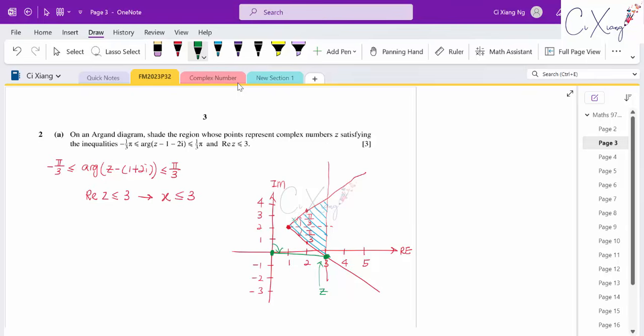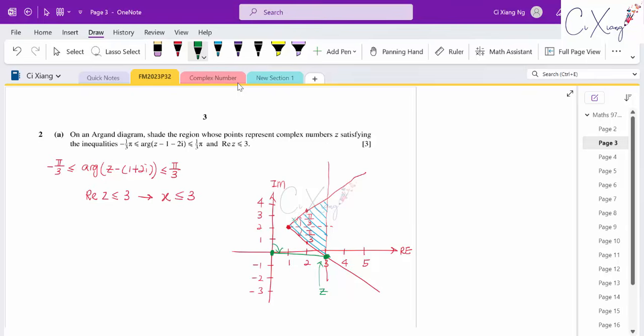So let's say in an exam, if it is possible, try to draw your diagram as nicely and as accurately as possible, so that you can look at the diagram very clearly to decide the value of the argument and also the modulus of z that they want you to find. Okay, then let's continue. I already know that this is the point z, where I will have the smallest argument at this point.